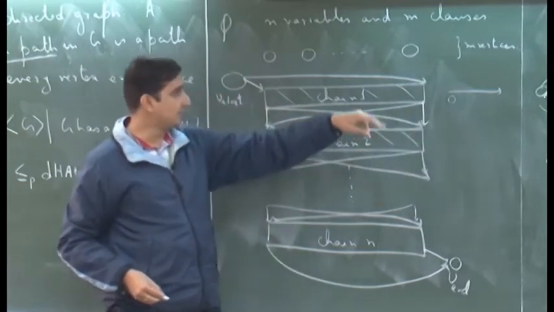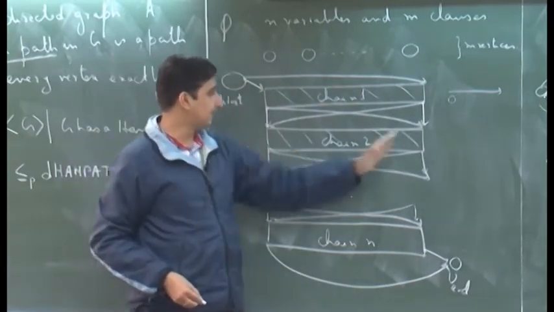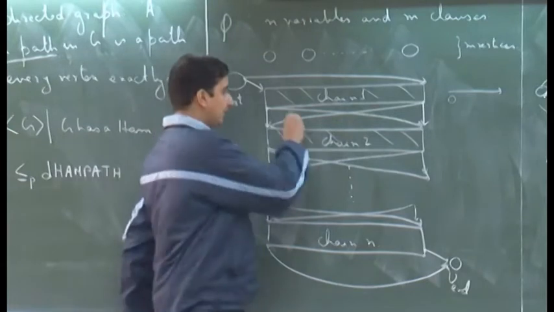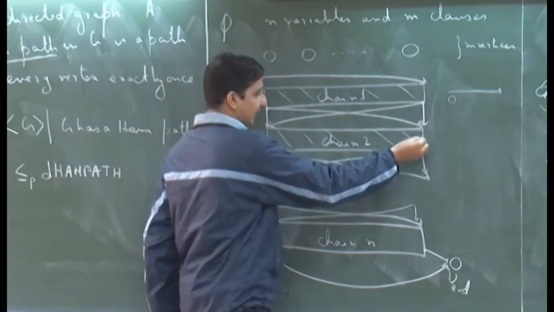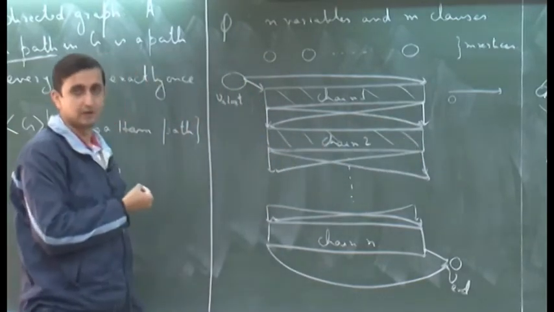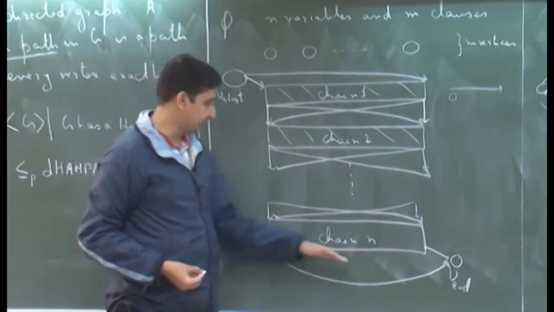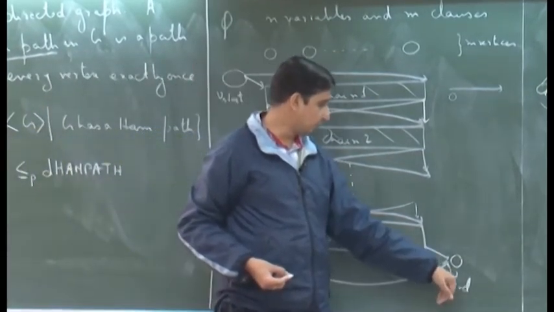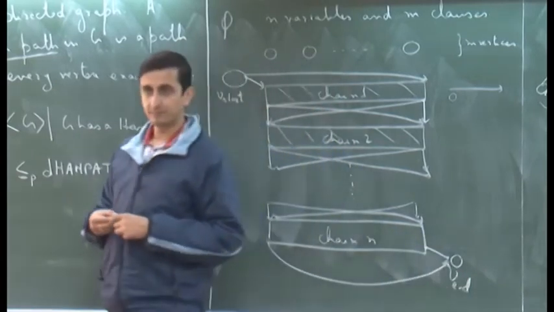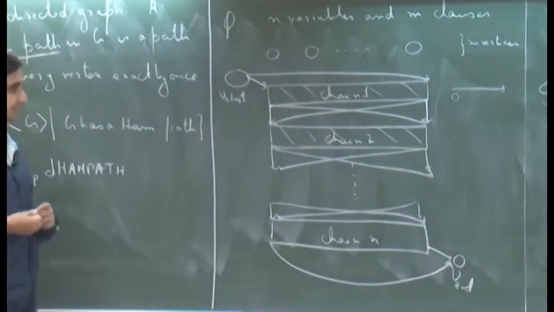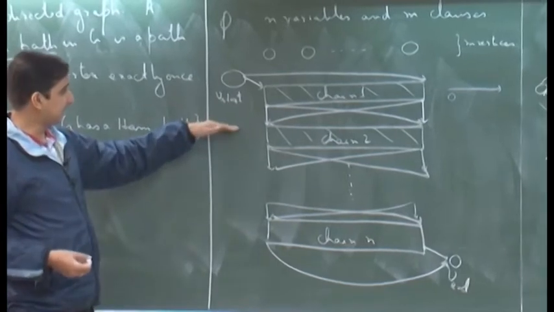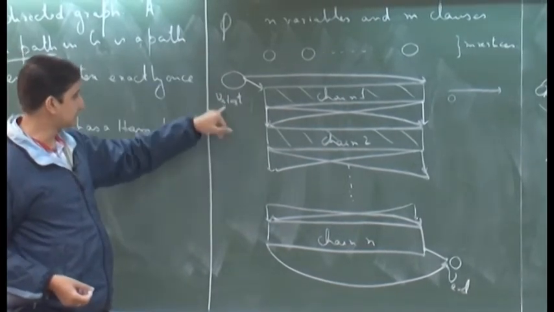If it gets a value 1, we traverse it from left to right. If it gets a value 0, again we take this edge, come to the end of chain 2 and we traverse it from right to left. And we keep on doing this until we reach the last chain, and we then stop at V end.